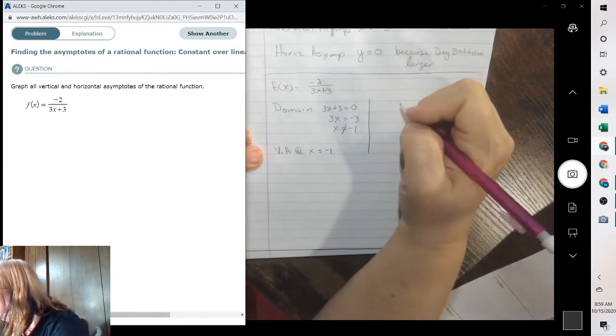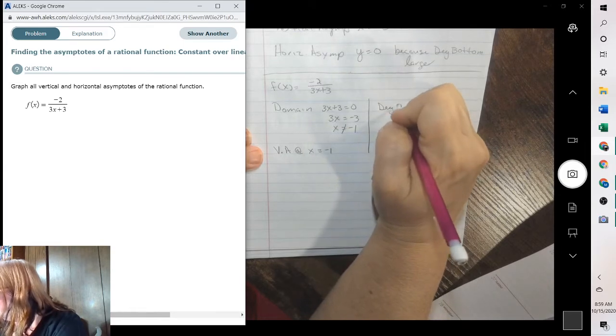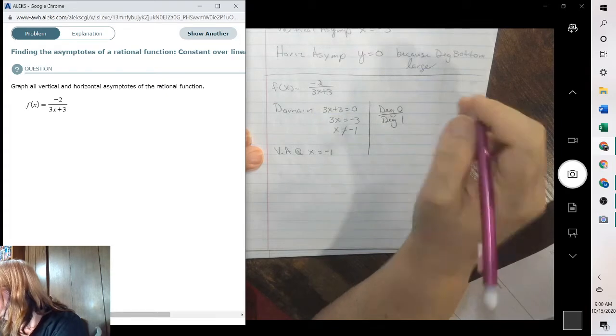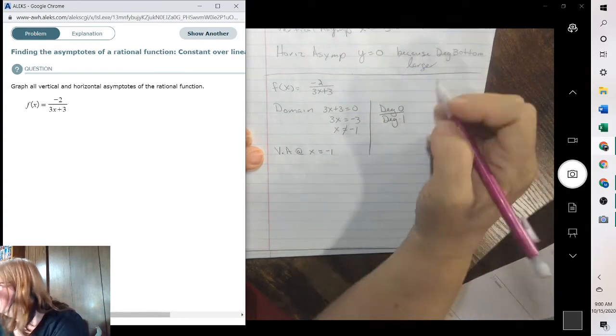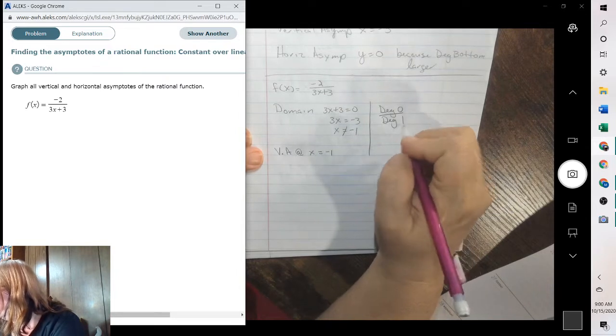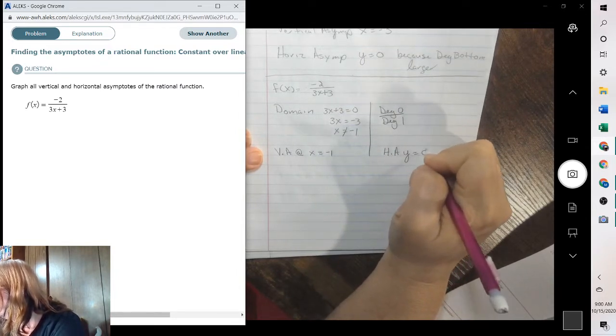To find the horizontal asymptote, we look at the degree. The degree on the top is 0. The degree on the bottom is 1. Since the degree on the bottom is larger, the horizontal asymptote is y equals 0.